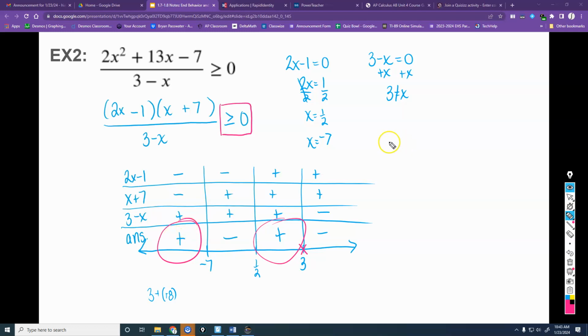So I would do negative infinity, which I'm going to use a parentheses there, because you always have to use a parentheses with the infinity. Can't actually get there. But with negative 7, I will use a bracket. And then from 1/2 to 3 is going to be my next part. I use a bracket with 1/2. Can I use a bracket with 3? I can't have a 0 in the denominator, so I'm going to put a parentheses there.